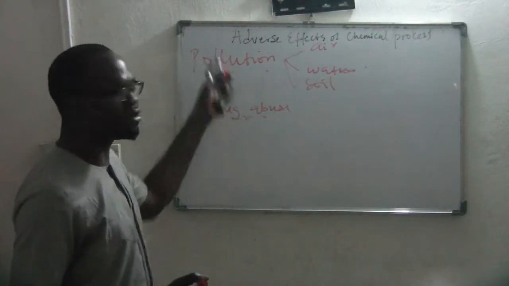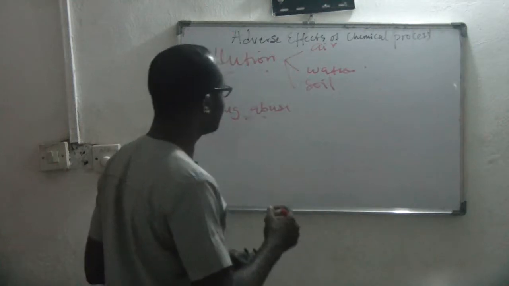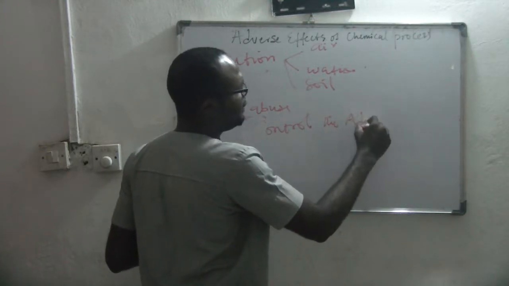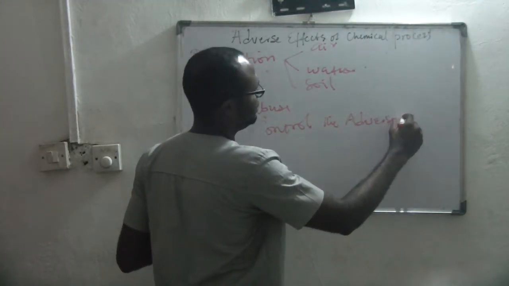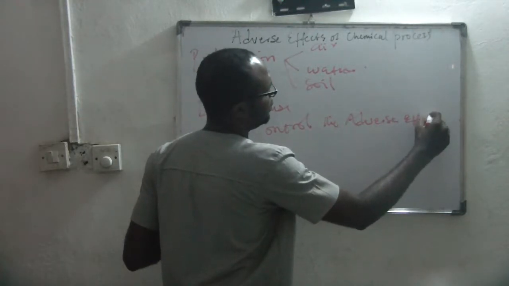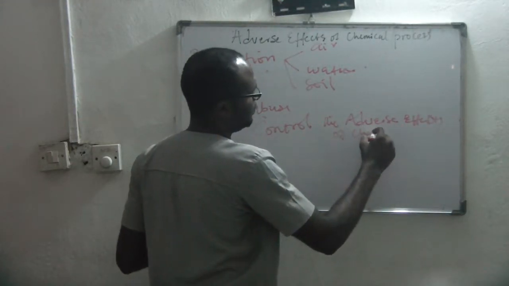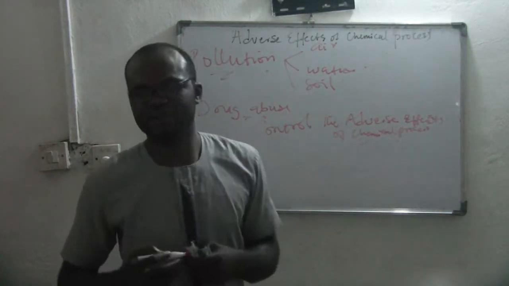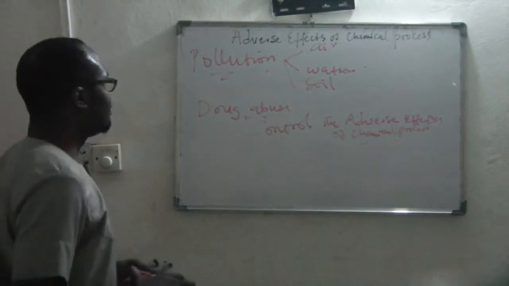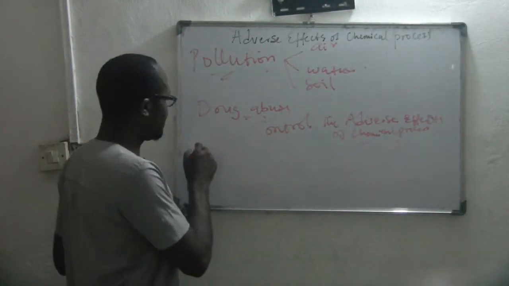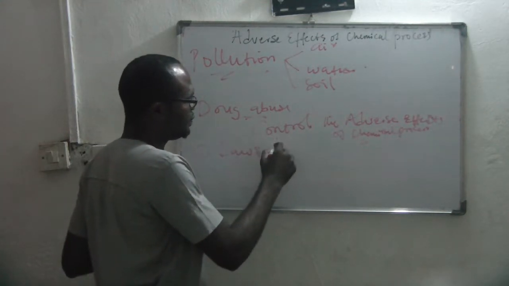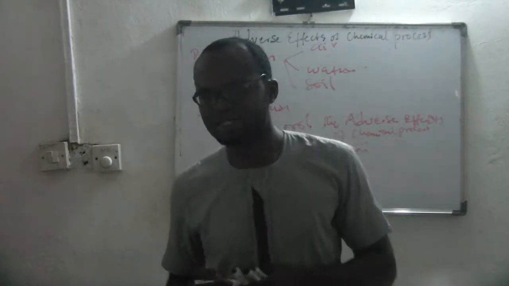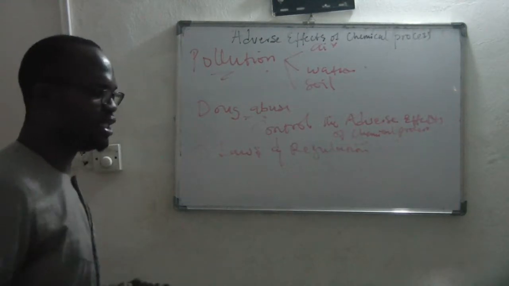So how can we take care of this adverse effect of chemical process? How can we control the adverse effects of chemical process? How do you control the adverse effects of chemical process? One of the ways you can do that is by enacting laws. Enacting what? Laws and what? Regulations. You understand?